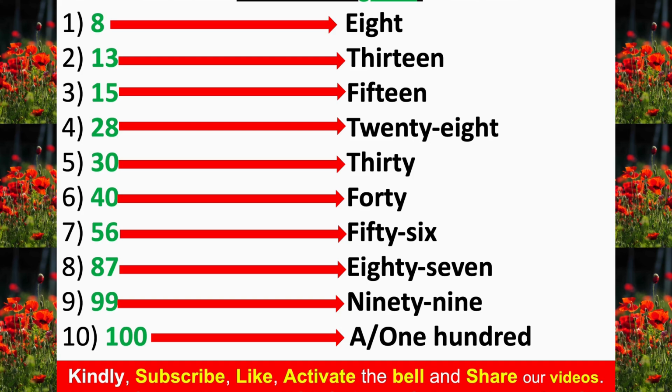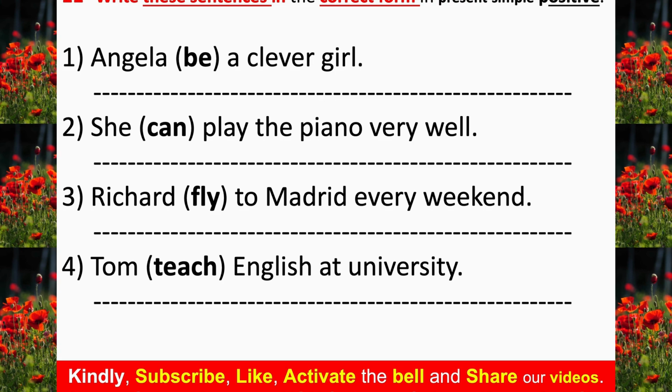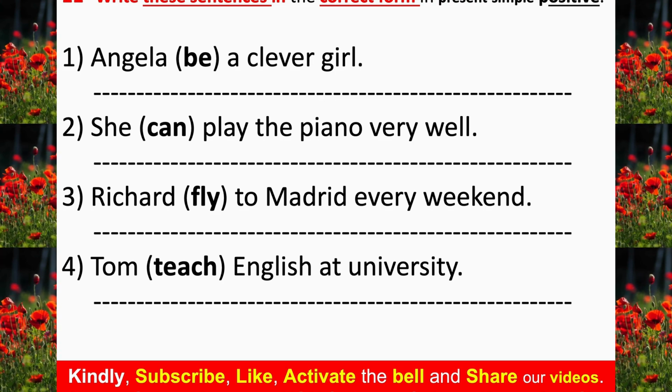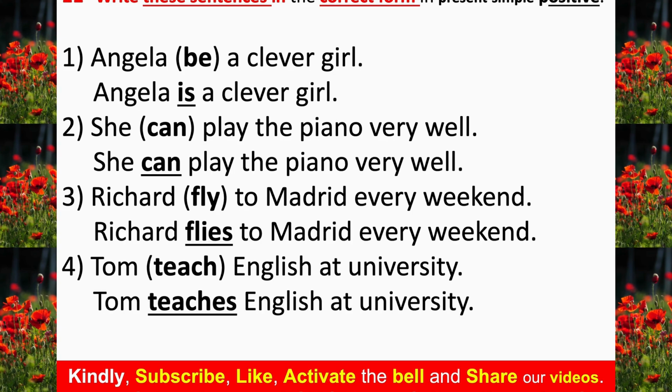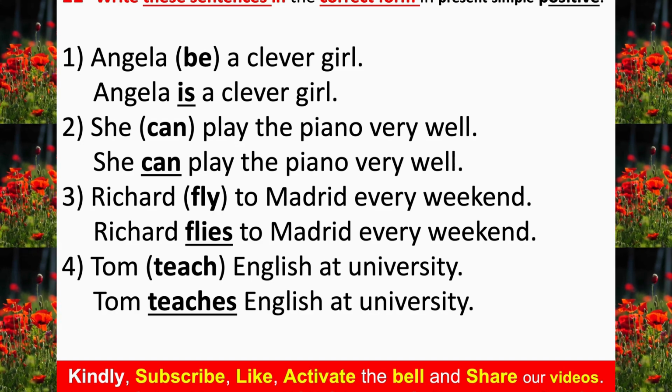Let's go to number 11. In number 11, write these sentences in the correct form. Present simple, positive. Angela, be a clever girl. So, verb to be in positive, in present simple is am, are, is. Let's see the answer. So, Angela, if you write Angela, be a clever girl, it's not correct. Angela are a clever girl is not correct. So is. Angela is a clever girl.